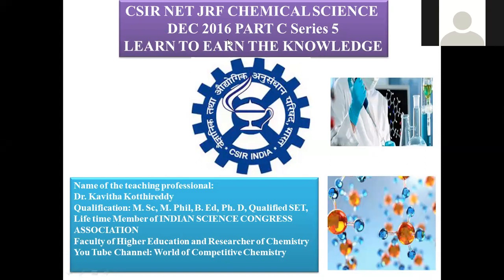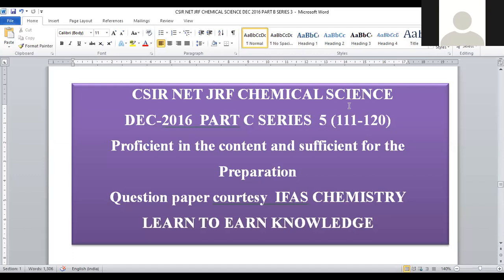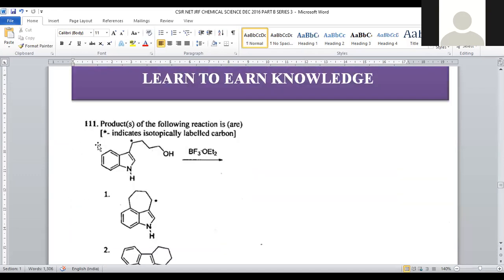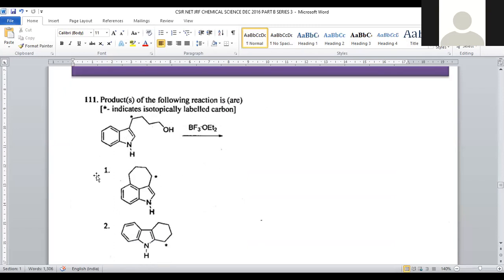Let us enter into our actual concept. Here is Series 5, where we are going to cover question numbers 111 to 120 of the CSIR NET JRF Chemical Science question paper. Let us discuss question number 111: products of the following reaction. Star indicates isotopically labeled carbon.